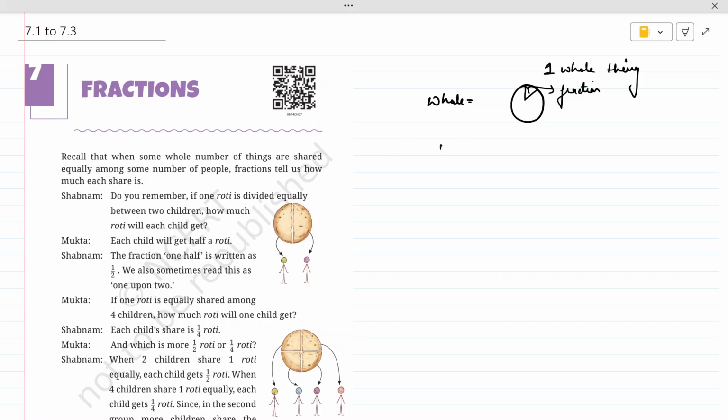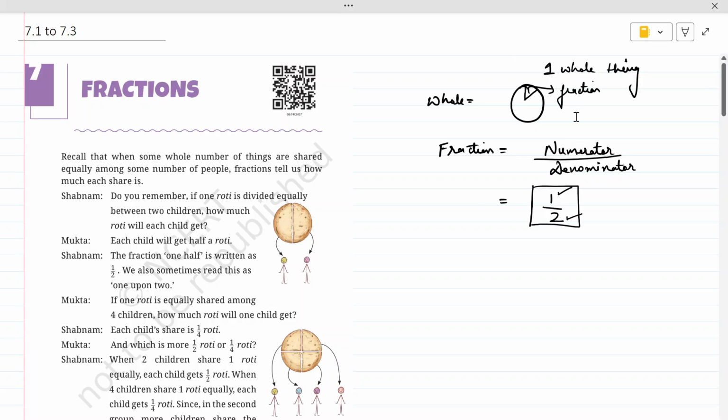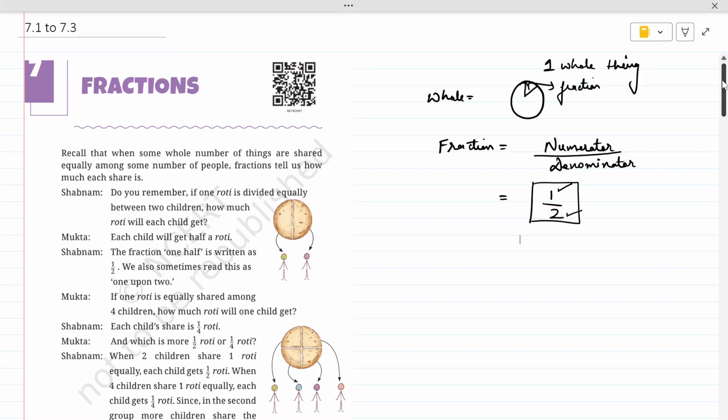And how do we represent a fraction? We represent a fraction with a numerator by denominator, right? So if I'm writing 1 by 2, then 1 is a numerator and 2 is a denominator, and this whole is a fraction here. So this is how we represent a fraction. Now let us go through the chapter.